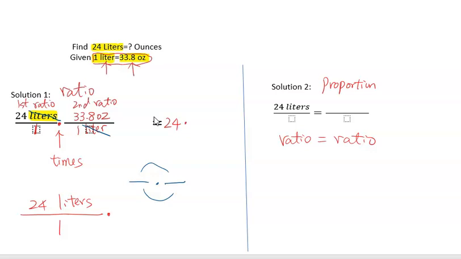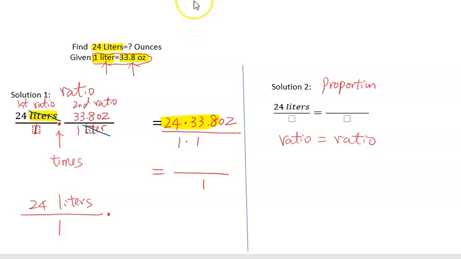Now times 33.8 and the ounce. The bottom, we have the denominator 1 times 1, but notice that 1 times 1 will still be 1. So the bottom will still be 1. Or you can just get rid of it, because anything divided by 1 will be itself. So we can just work out the top. So let's work out 24 times 33.8.